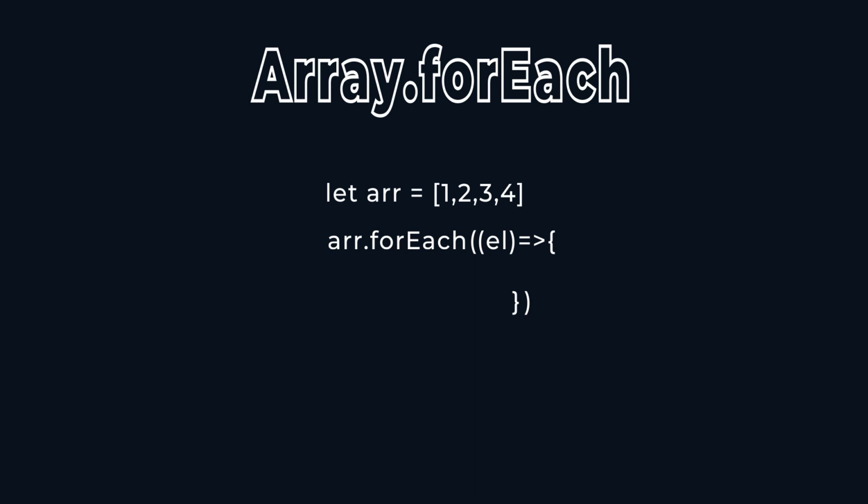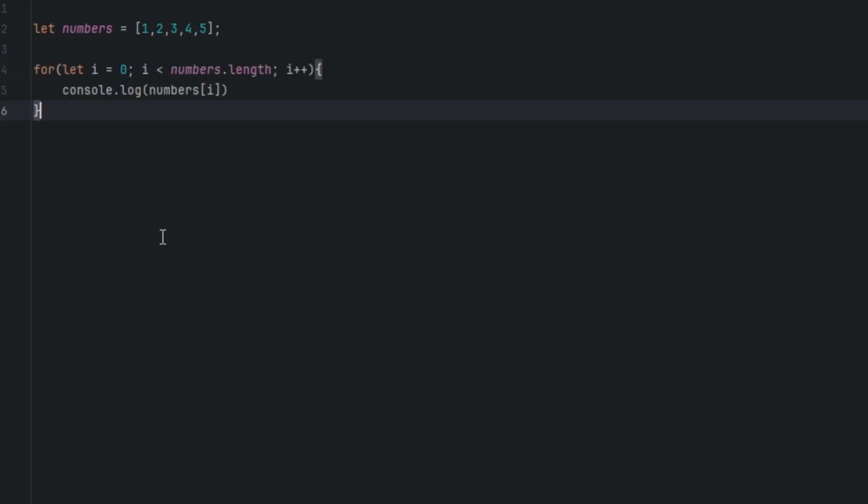Now, let's see how the forEach function compares to the traditional for loop. In this example, we have an array of numbers and we want to log each of the numbers to the console. As you can see, with a for loop, we need to manage the index and access each element manually. Not to mention this long and painful index iteration line.